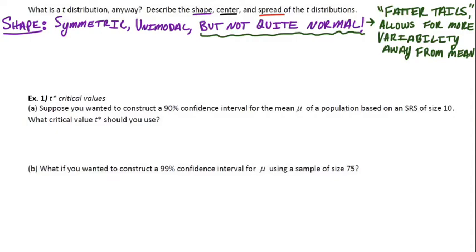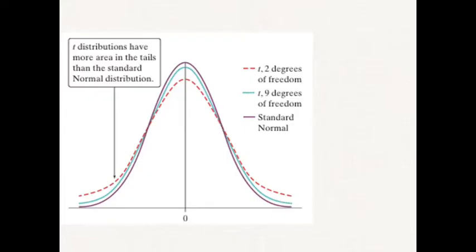And if we go back to the graph here for a moment, we can see that the purple one, that's the standard normal curve, so it's taller and skinnier. And our two examples for t-distributions are shorter and they have fatter tails. So they allow for more sampling variability. They're not as stacked up on the mean as the normal curve is.